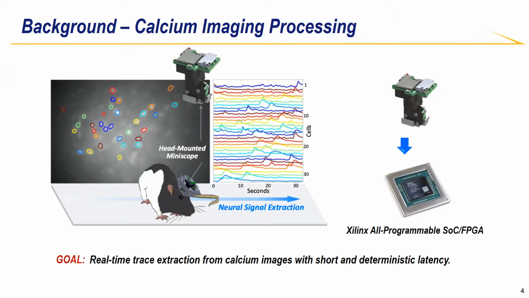Conventional calcium image analysis is often performed offline. In that case, calcium image videos are first stored on a disk, and then processed by a general-purpose CPU or GPU. In this demonstration, we aim at realizing real-time calcium image processing and trace extraction on specialized programmable hardware, targeting short deterministic latency at spike timing precision of 1 millisecond. We believe that real-time calcium image processing can provide closed-loop feedback capability and offer neuroscientists new ways for carrying out neuroscientific experiments for basic brain research.